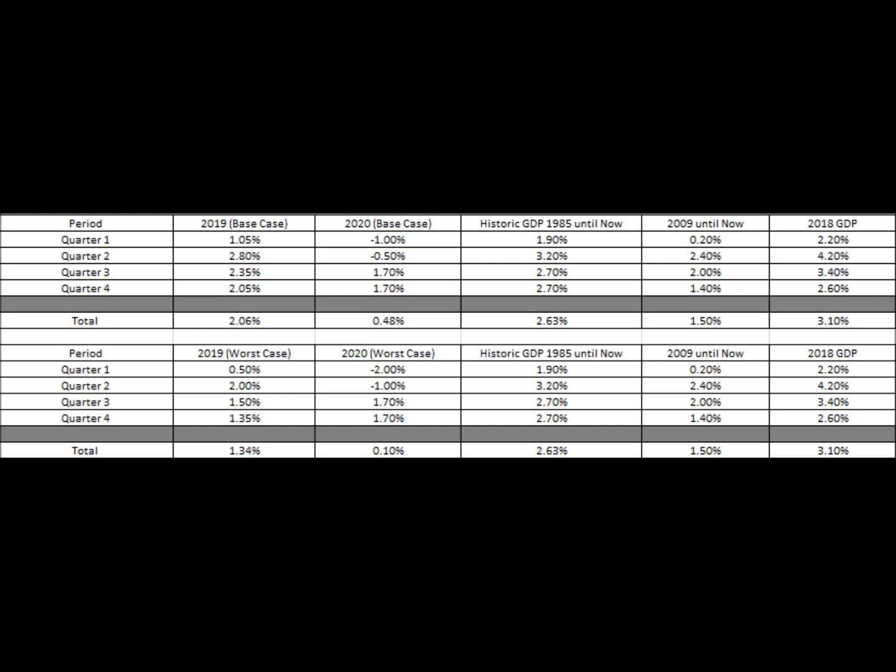Now, things that are going to continuously take away from GDP throughout 2019: net exports, and net exports are going to substantially take away due to what I said earlier about U.S.